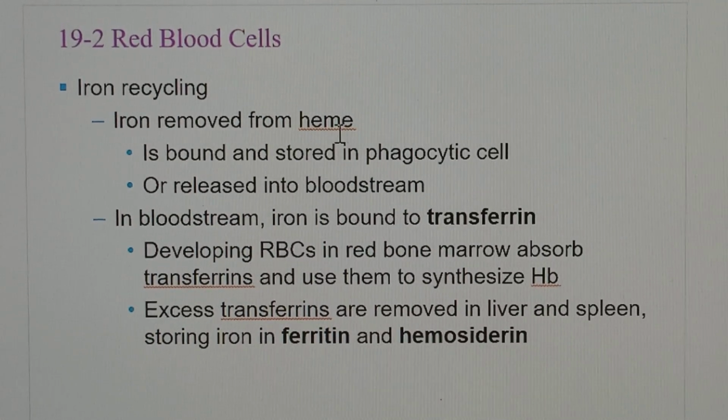When iron is removed from the heme, it is bound and stored in a phagocytic cell or released into the bloodstream. In the bloodstream, iron is bound to transferrin. Developing red blood cells in red bone marrow absorb transferrins and use them to synthesize hemoglobin. Excess transferrins are removed in the liver and spleen, storing iron in ferritin and hemosiderin.